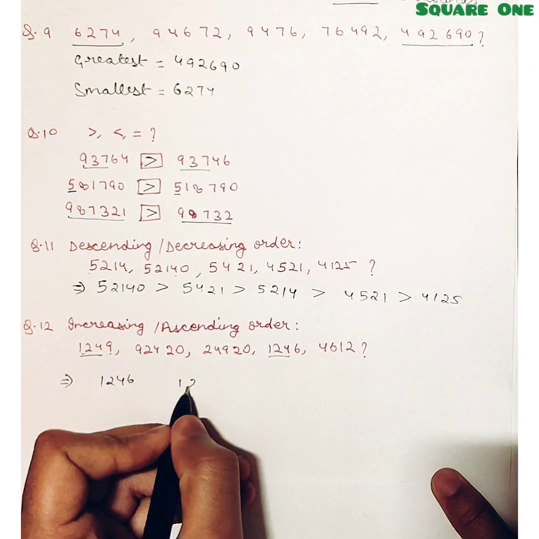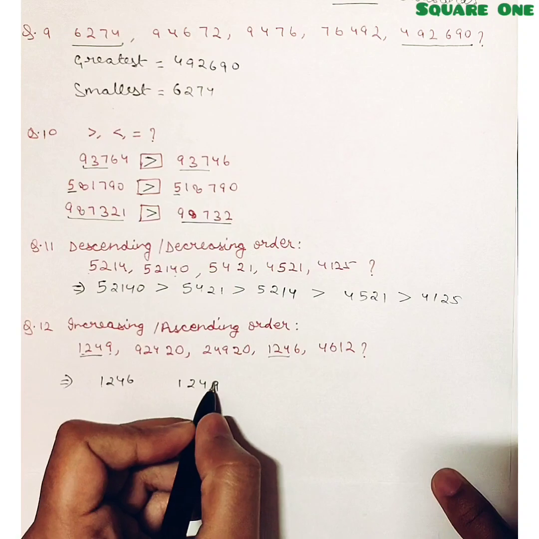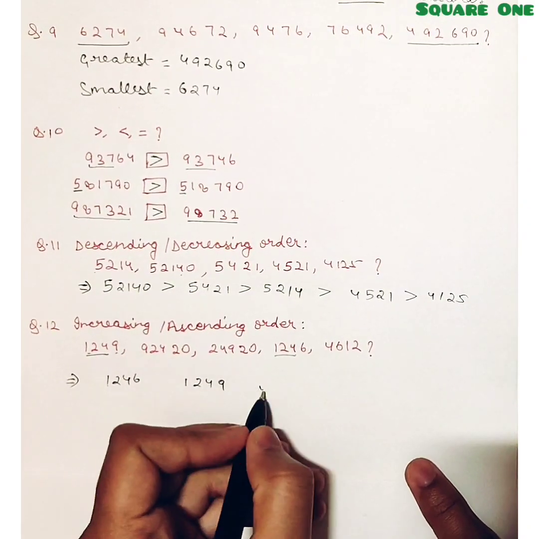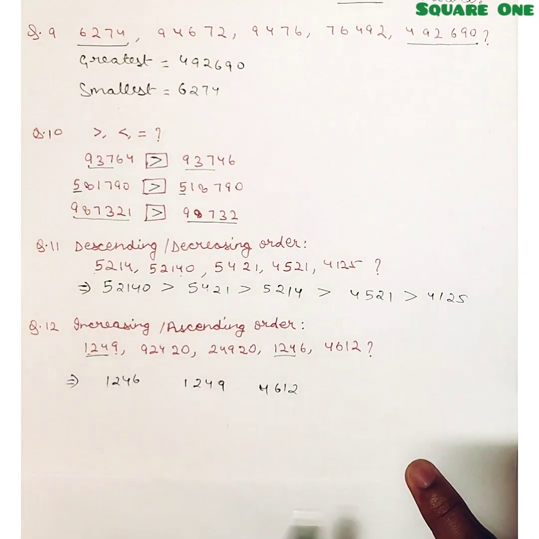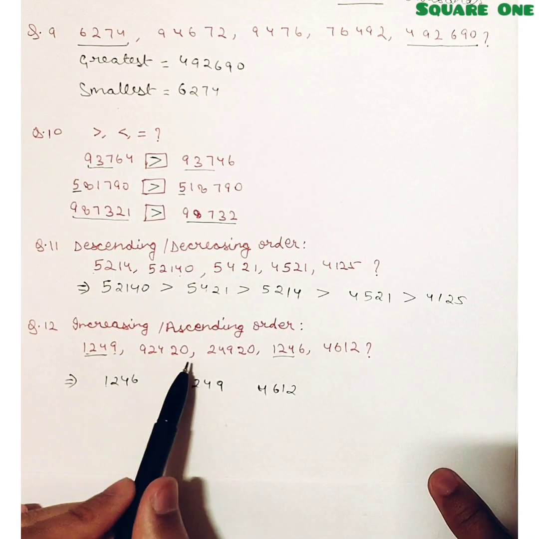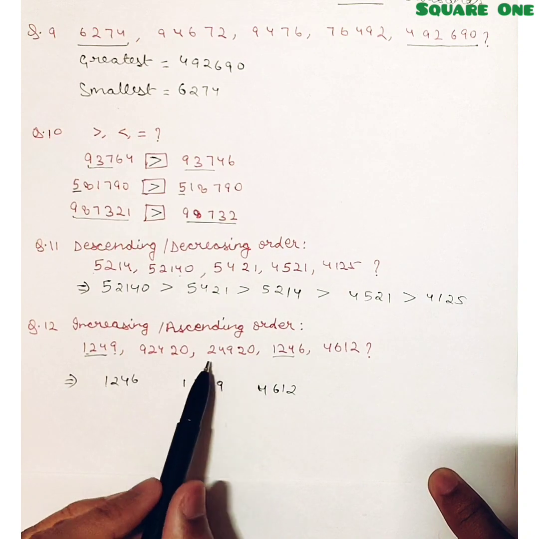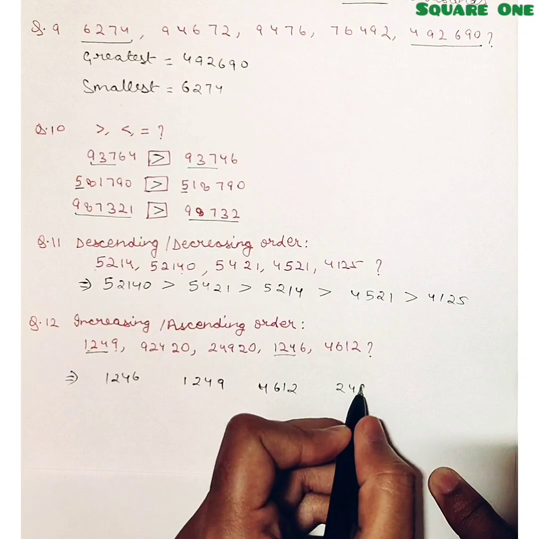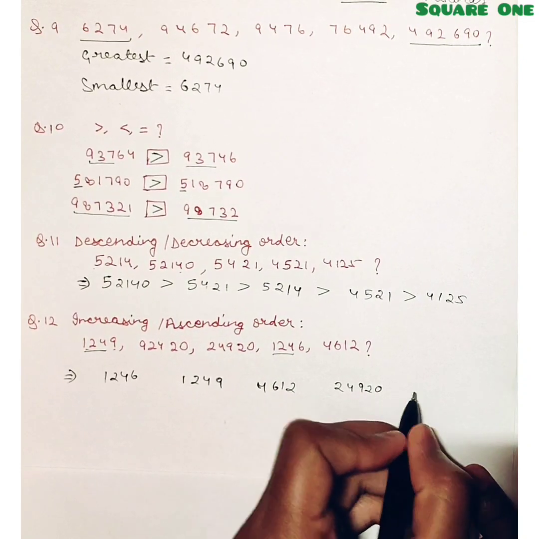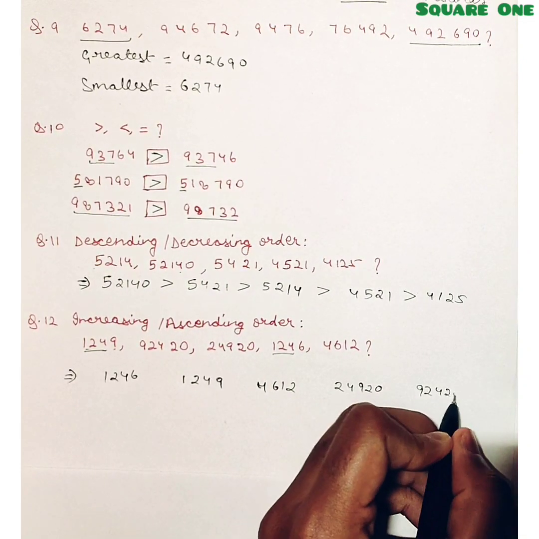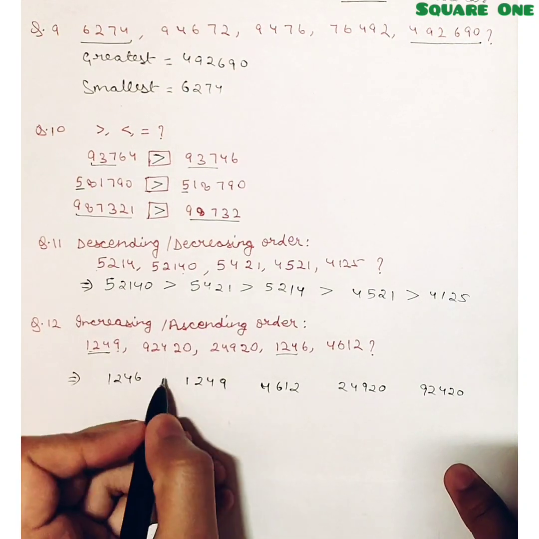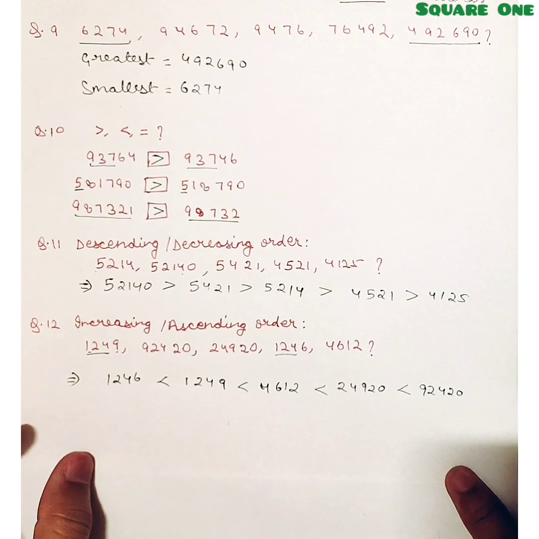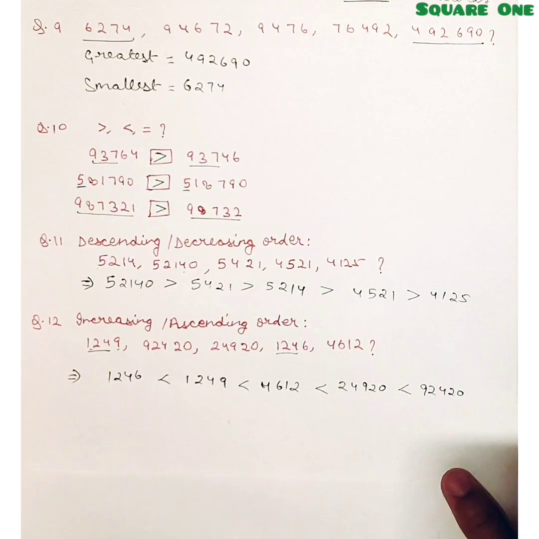Next smallest is 1249. The next smallest number will be 4612. 4612 is our next smallest number. Then 92420 and 24920. This is smaller than this number. So next smallest is 24920, and therefore we have the greatest number as 92420. This is the greatest number. Use the less than sign. Again we can also use commas. It is not necessary to use the less than sign.